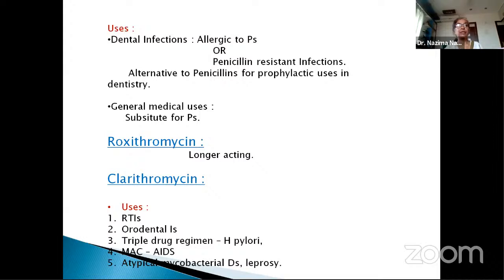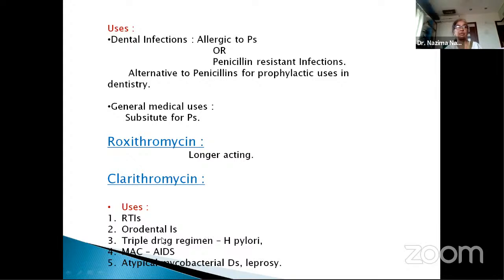General medical uses are there of this drug. This drug is used as a substitute to the penicillin. So wherever the organisms are sensitive to penicillins, in such cases, you can use erythromycin. Coming to roxithromycin, this is a long-acting drug. Indications are similar to that of erythromycin. Clarithromycin is used in respiratory tract infections and orodental infections.